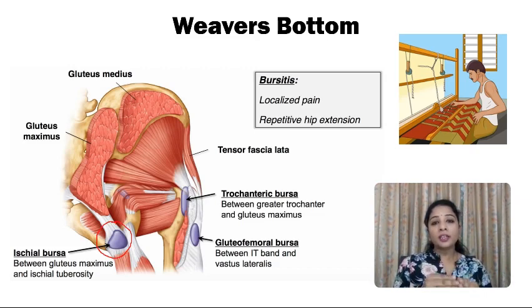Bursae are fluid filled sacs meant to reduce friction. Here the ischial bursa reduces the friction between the hamstring muscles and the bony prominence of the pelvis, which is the ischial tuberosity, over which we usually sit. Prolonged sitting leads to ischial bursitis, called weaver's bottom, and it causes localized pain in the buttocks region, which increases due to repetitive extension.